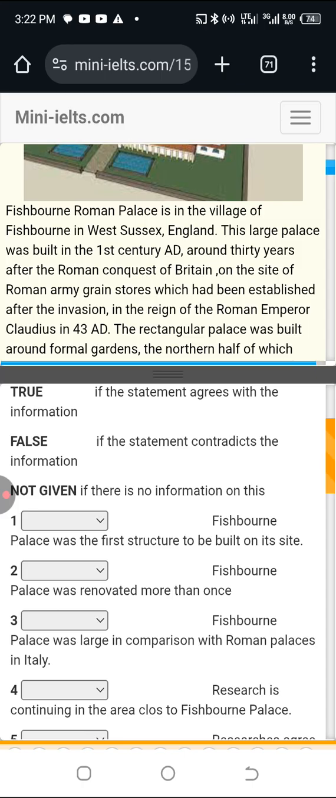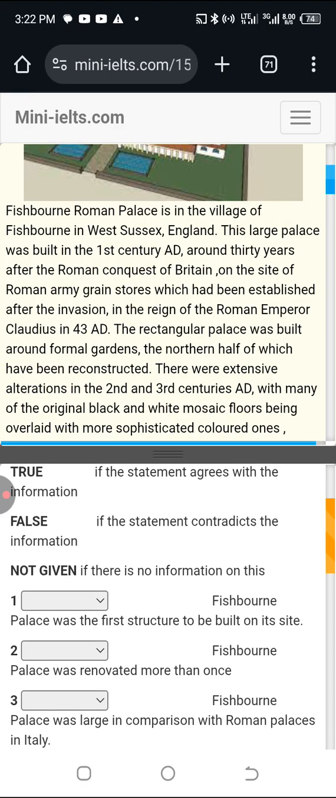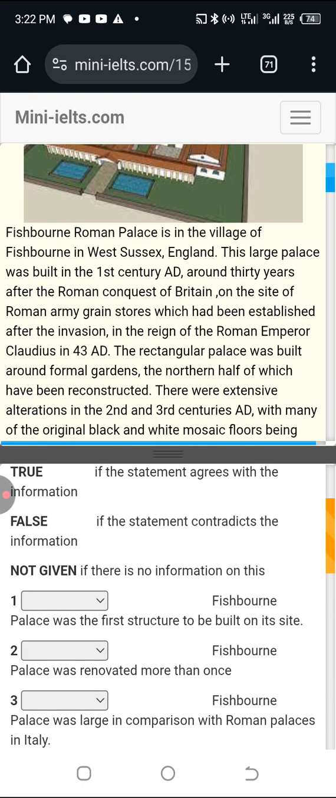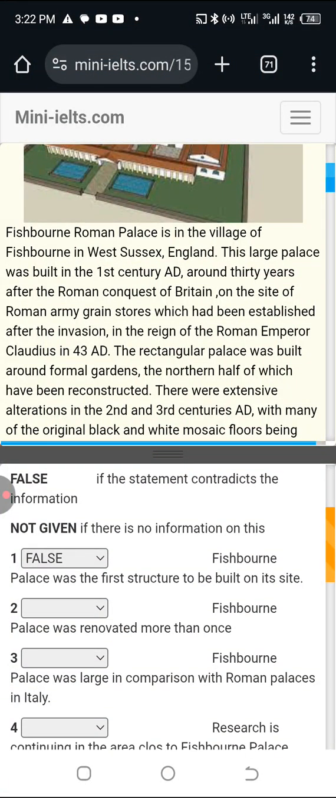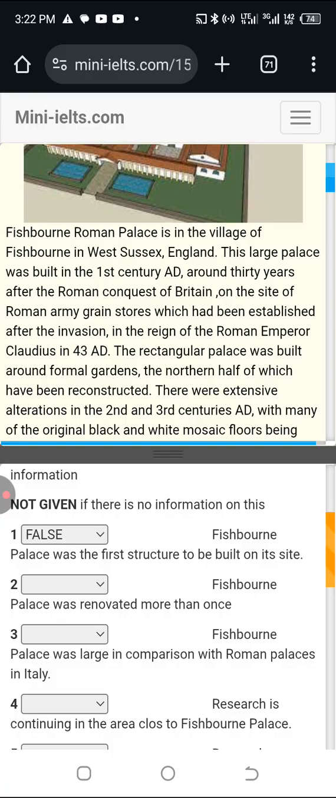So I'm looking at the passage now. Fishbourne Roman Palace in the village of Fishbourne in West Sussex, England. A large palace was built around 30 years after the Roman conquest of Britain on the site of, no, it's not the first. This number one is false. It was not the first structure. This says on the site of the Roman army grain stores. So it was not the first.